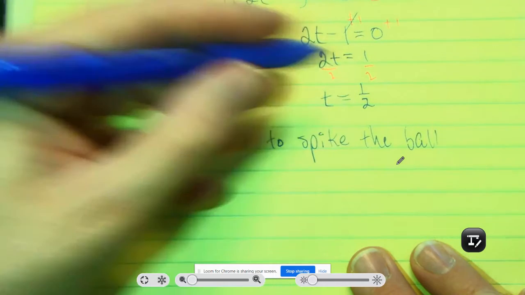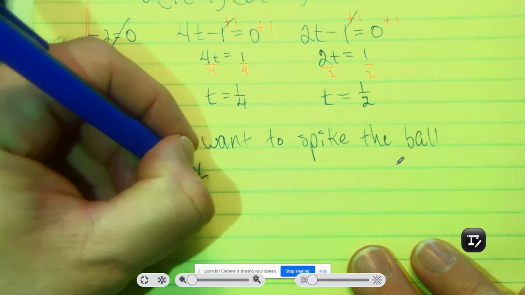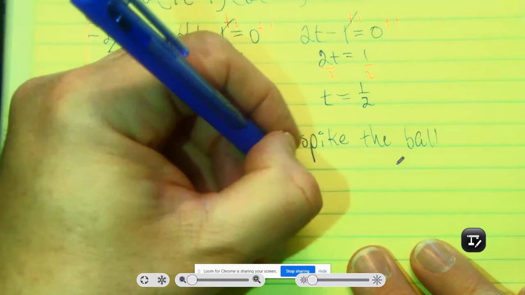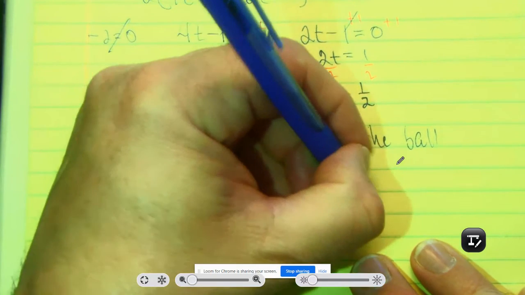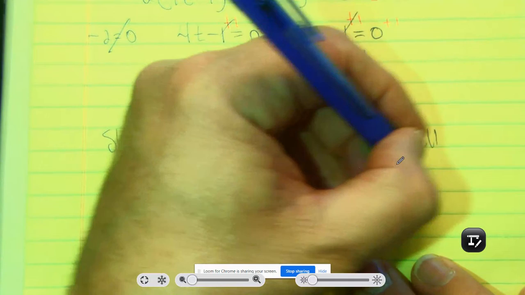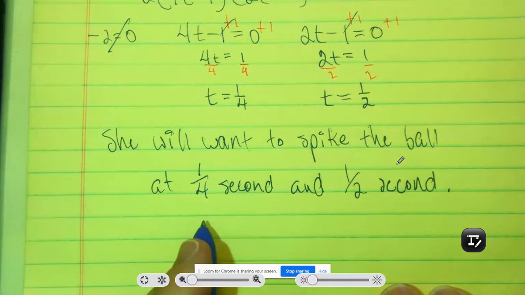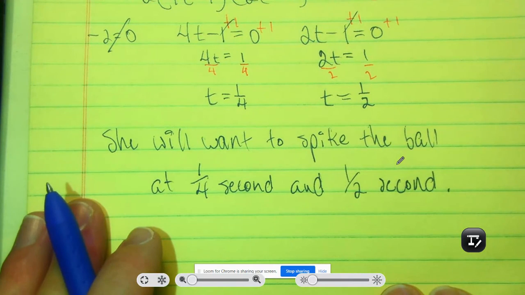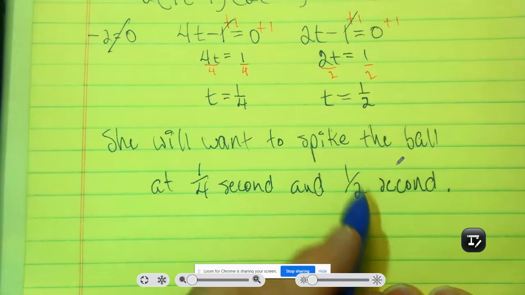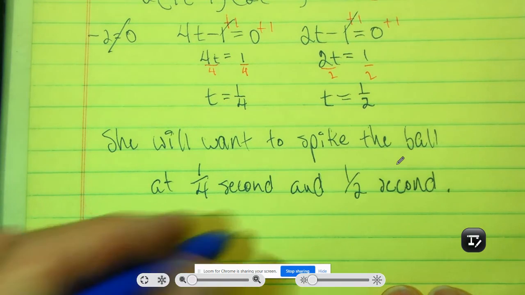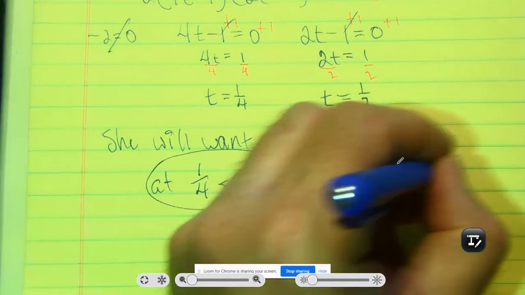So what I found is this, that she will want to spike the ball at 1/4 of a second and 1/2 of a second, because from the moment it's set, 1/4 of a second later, it's 8 feet in the air. It goes up, it starts to come back down. At a half a second, it's on its way back down. It's at 8 feet in the air. So that's the answer I'm looking for.